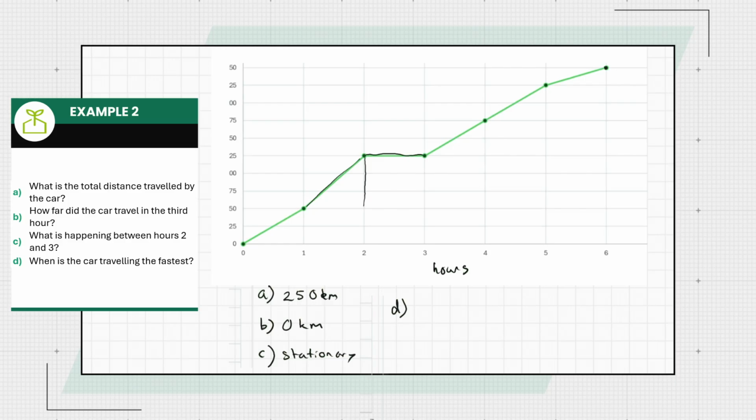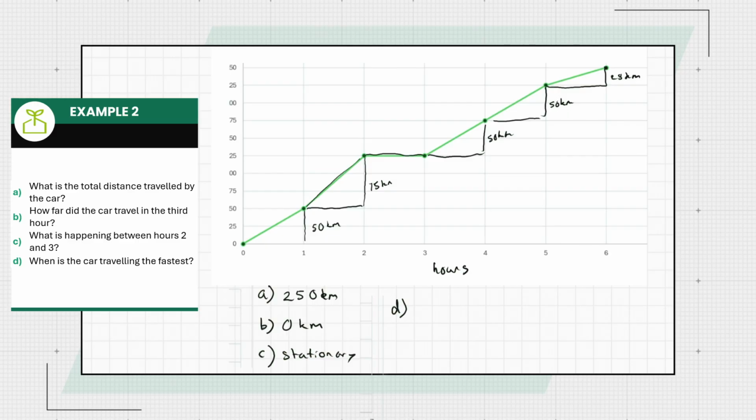For this one here, we've traveled 3 vertical units, and every single one of these is 25, so we've traveled 75 kilometers in this particular hour here, and this one here we've traveled 50 kilometers, and then 50 is here as well, and 50 is here. And in the final part, we only traveled 25.